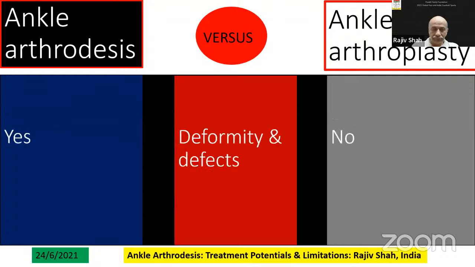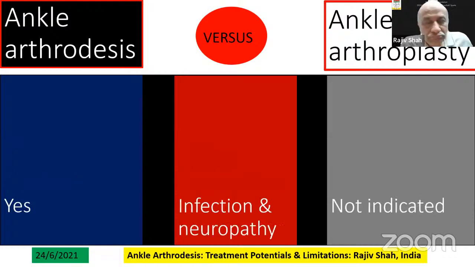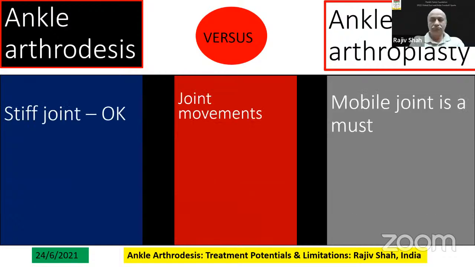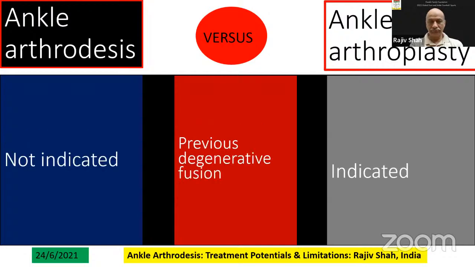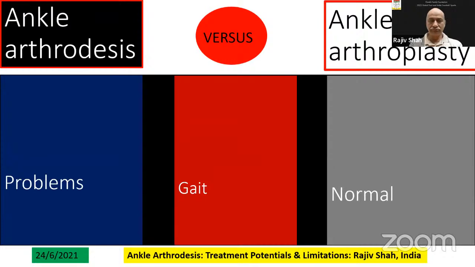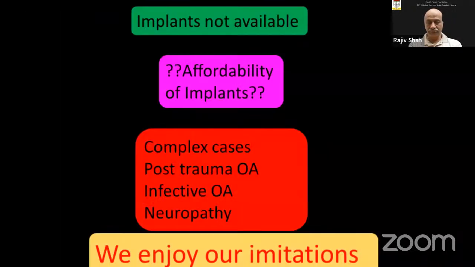So to put in a final word, you could do ankle replacement at every age. Deformity and defects is not a problem. Activity level is not a problem. Infection, neuropathy is not a problem. But joint movement is not a problem. Bilateral case is a problem for ankle fusion. Previous degenerative fusion is a problem for ankle fusion. Gait is not normal. Degeneration in adjacent joint is possible.